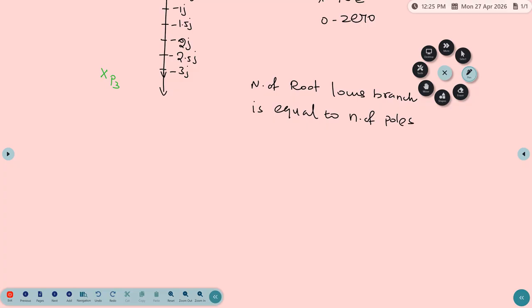Similarly, each and every root locus will start from a pole and end at a zero. Now we will enter into step number 2. Step 2 is root locus on the real axis.